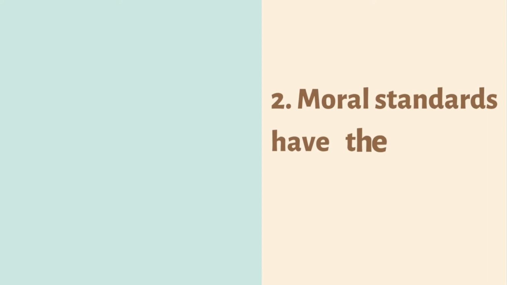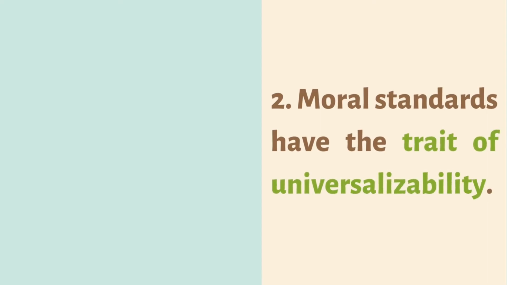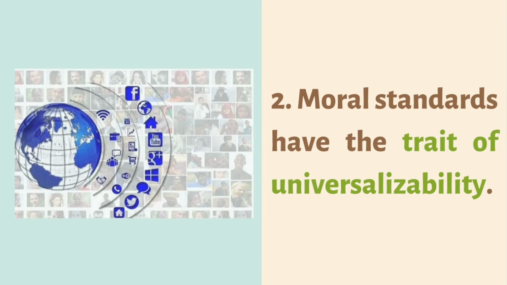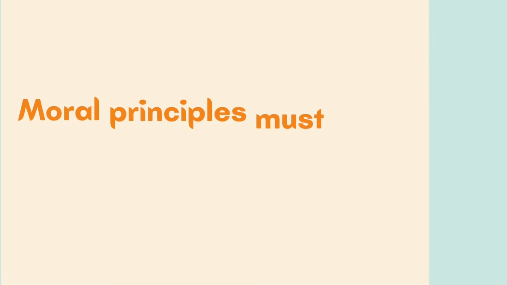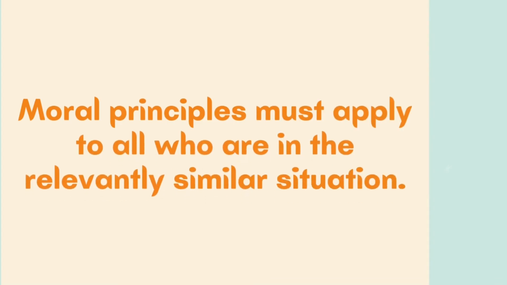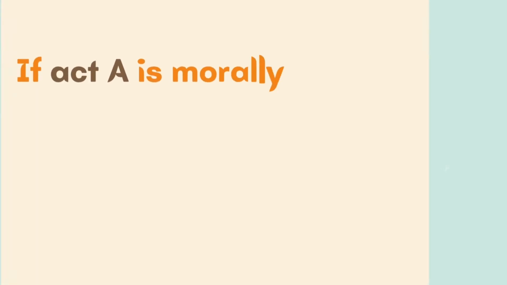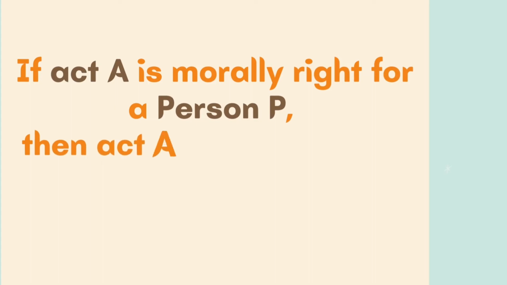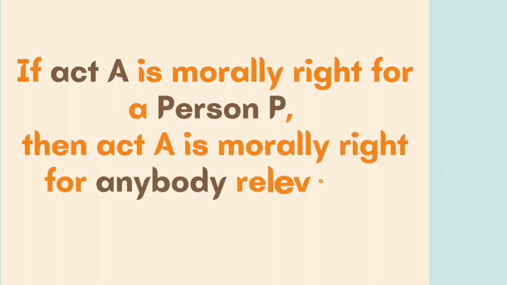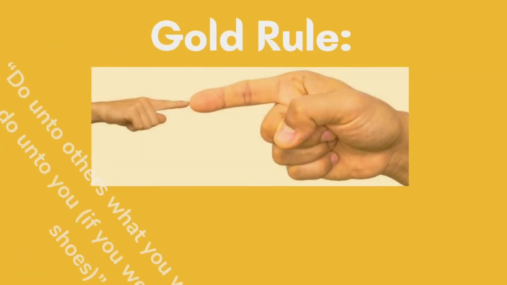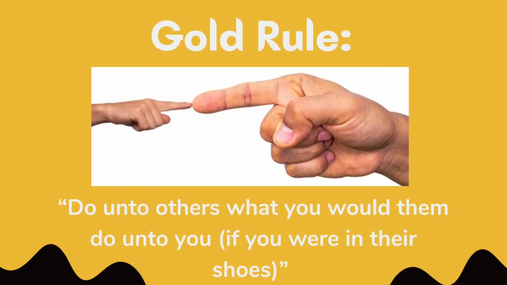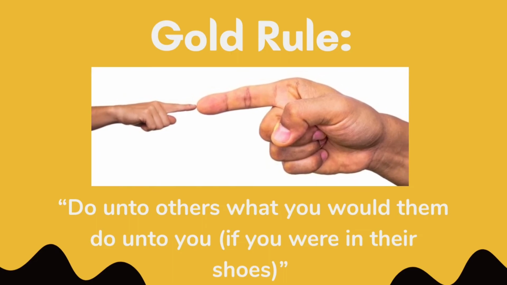Number 2. Moral standards have the trait of universalizability. It means that everyone should live up to moral standards. It means that moral principles must apply to all who are in a relevantly similar situation. If one judges that Act A is morally right for a certain person P, then it is morally right for anybody relevantly similar to P. This characteristic is exemplified in the Golden Rule: do unto others what you would have them do unto you, if you were in their shoes.